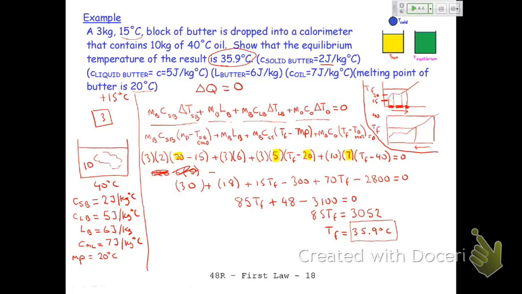And now I have two different values for specific heat. And the only other difference is that in the previous example, my melting point was 0 and now it's 20 degrees. They're the only two differences, yes.